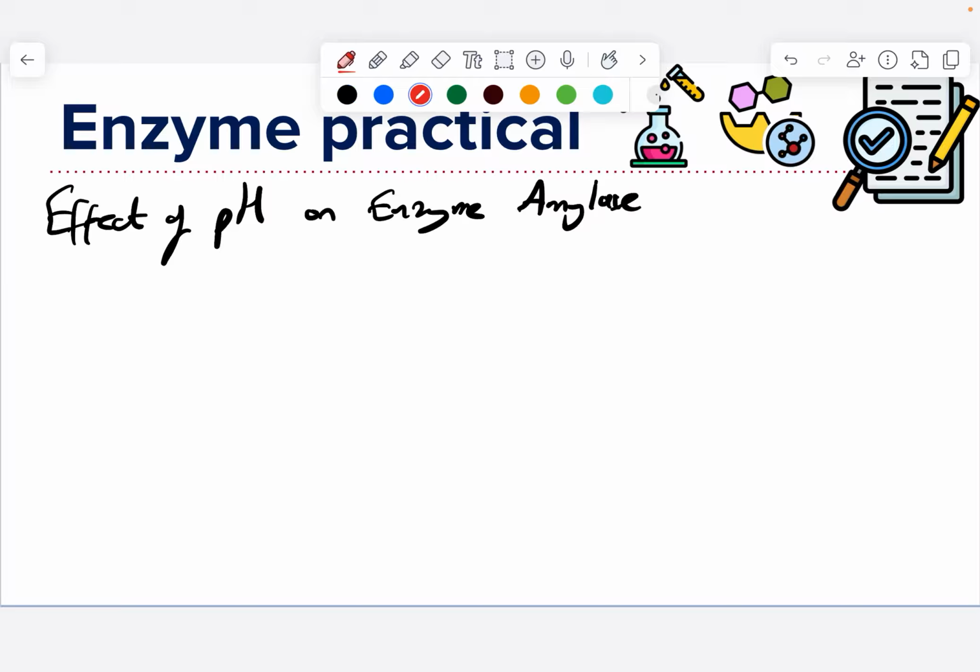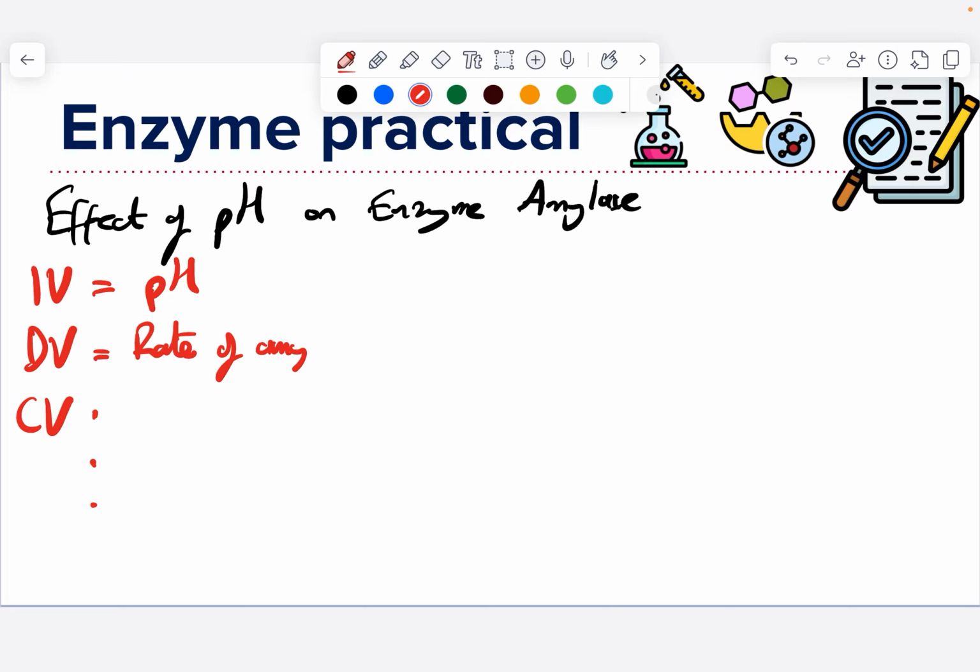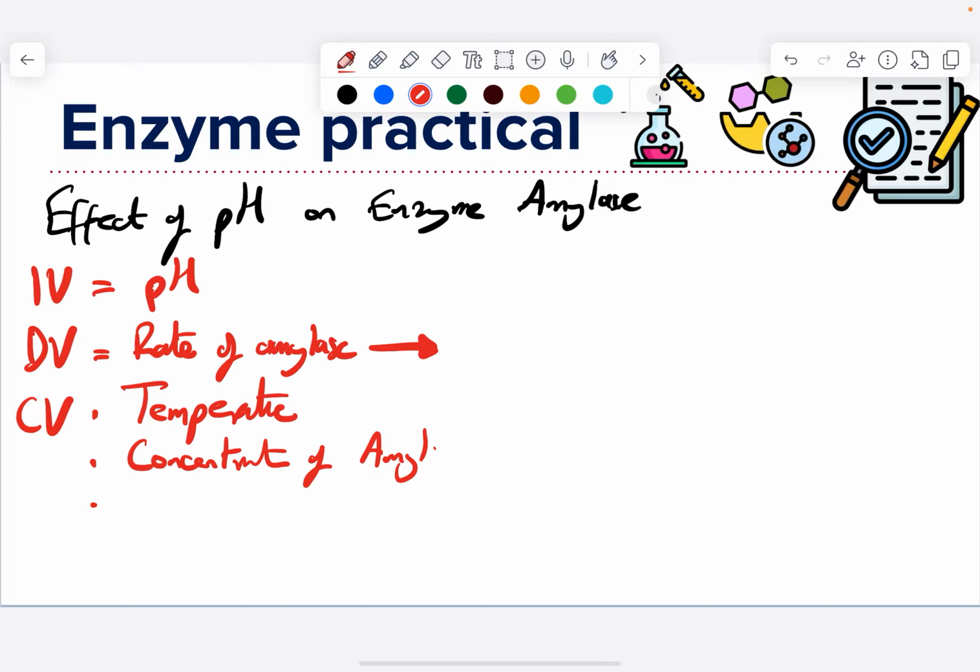Okay, again, if I ask you to write a method, always start by just listing the independent variable, the dependent variable, and the control variables, ideally 3. So the independent variable is the pH, because that is what you're changing. The dependent variable is the rate of amylase, but I would also include what I'm going to talk about in a second, which is actually what you're recording. The control variables are, of course, temperature, but I would also then include the concentration of amylase, and I would say the concentration of starch.